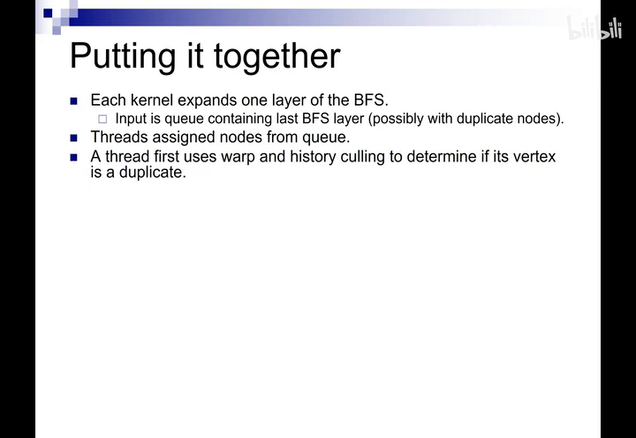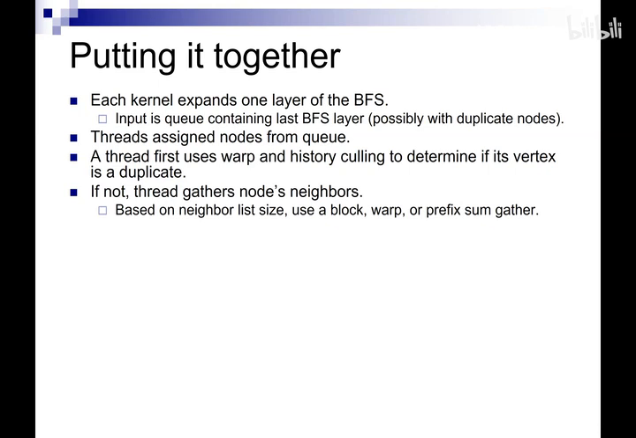Then the thread is first of all going to use either warp or history culling, or maybe both, to determine whether the vertex it's been assigned is a duplicate or not. So each thread is assigned some vertices, and it's going to determine whether each of its assigned vertices is a duplicate.